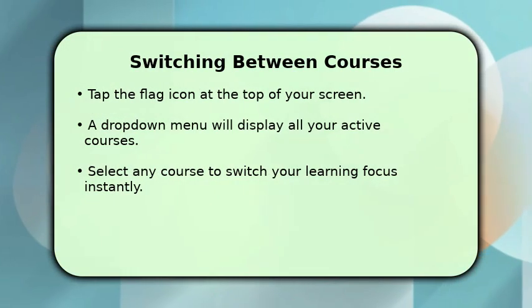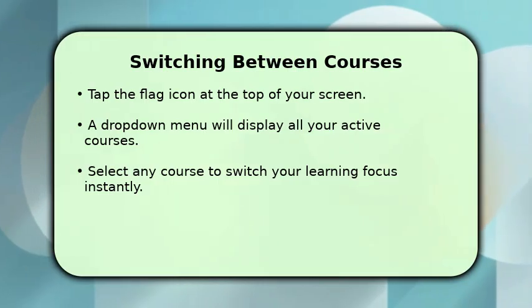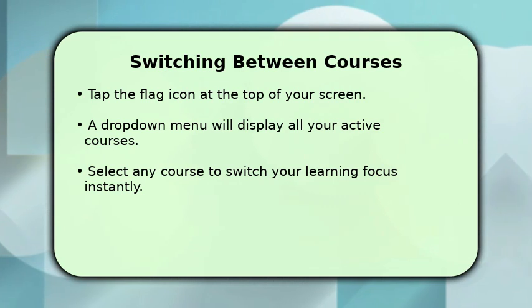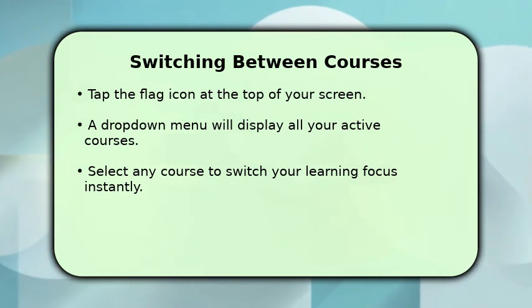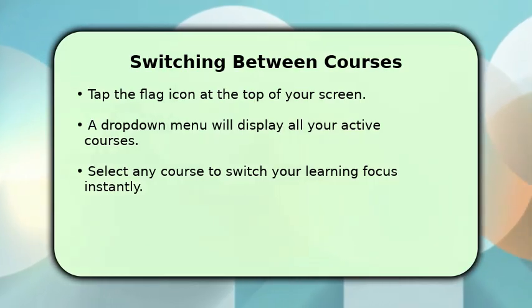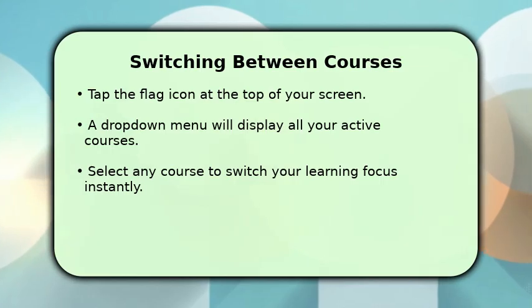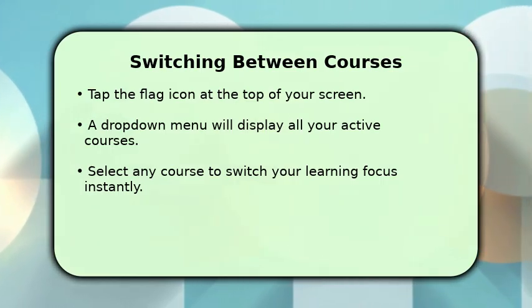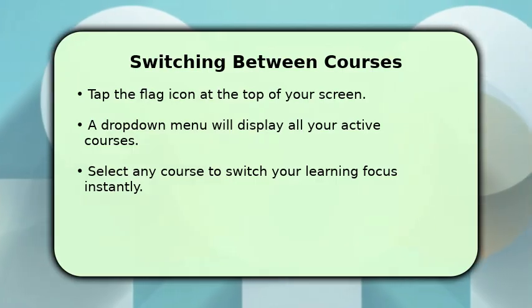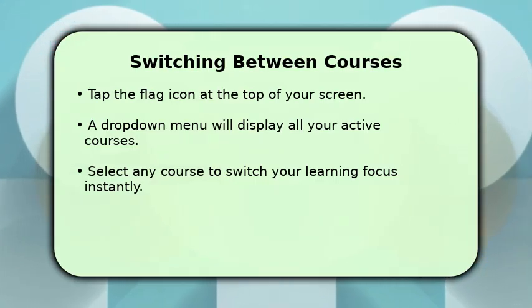Once you have multiple language courses active, switching between them is incredibly easy. Just tap the flag icon at the top of your Duolingo interface. A convenient drop-down menu will appear, listing all the languages you are currently studying. Simply click on the course you wish to focus on, and Duolingo will instantly switch your learning path to that language. It's a seamless transition.